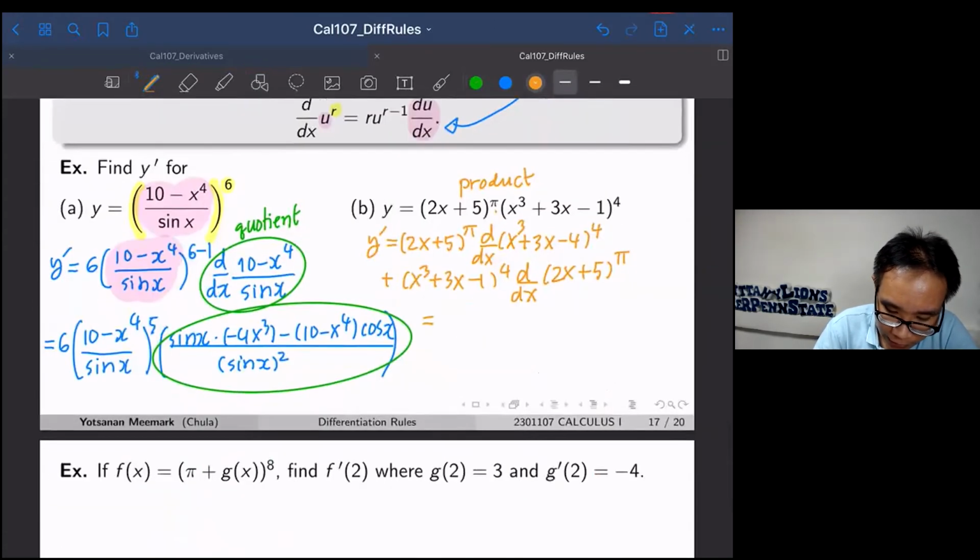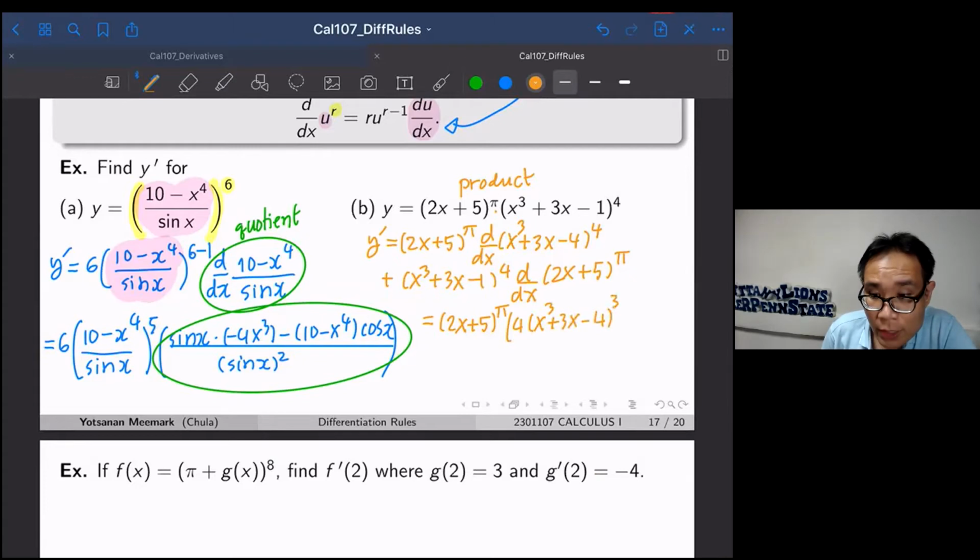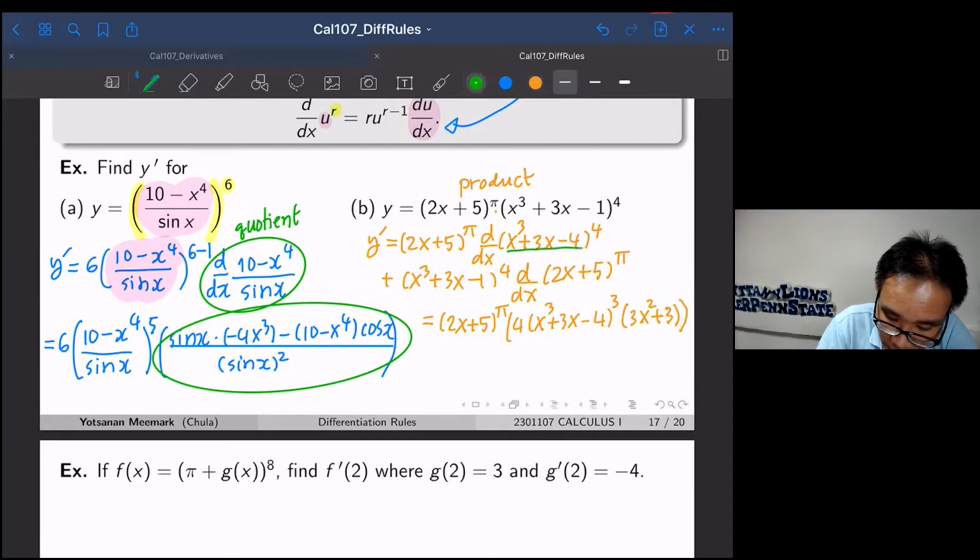So this is going to be (2x plus 5) to the pi, and you differentiate (x cubed plus 3x minus 4) to the fourth. It's going to be 4 coming down, and you have (x cubed plus 3x minus 4) to the third, and you differentiate the inside, so you get 3x squared plus 3. This one is deep inside. Let me underline this one a little bit.